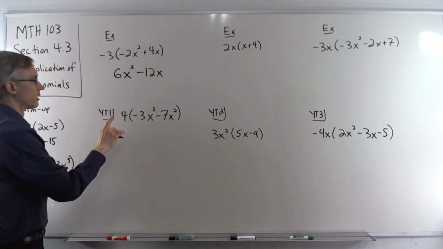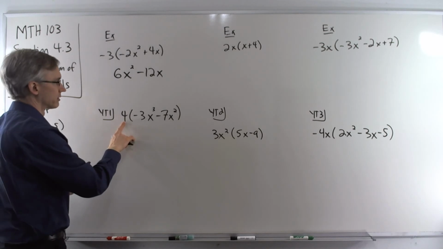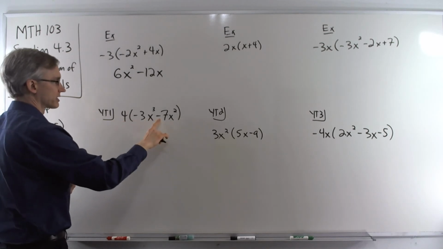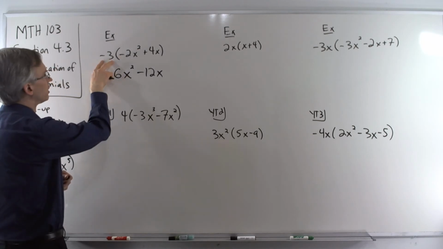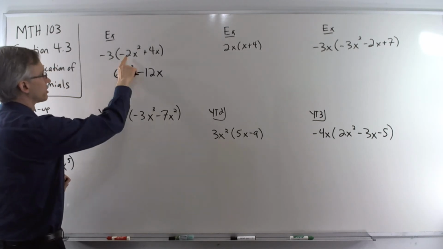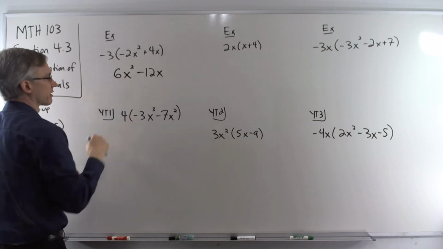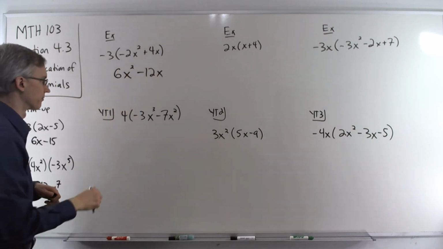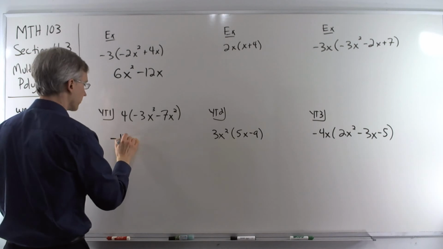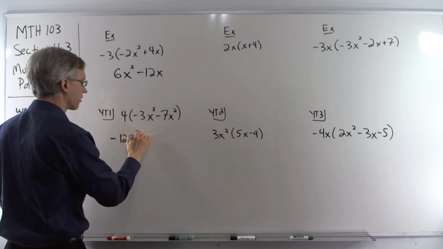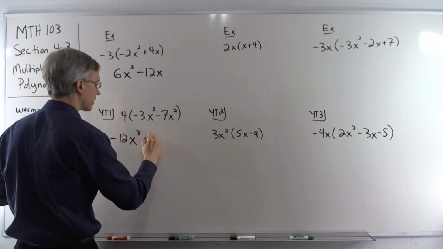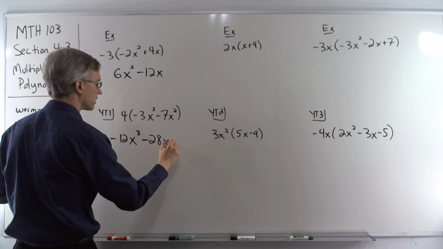We're distributing, this time, a positive value in, so that will not change the sign on any of the terms in between. Notice in the last one, we distribute a negative in, and we change from negative to positive, positive to negative. But here we're going to keep the signs the same. 4 times negative 3 is negative 12, so we get negative 12x to the 3rd power. 4 times negative 7, negative 28, x squared.